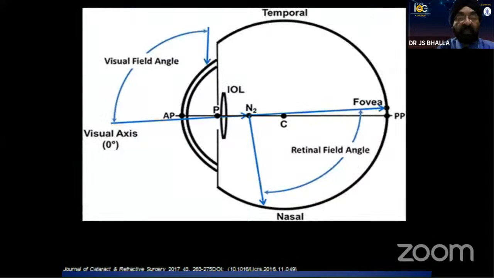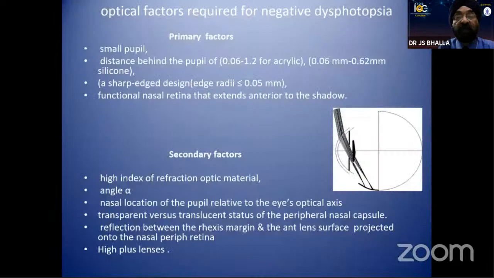Other experiments have been done and published in JCRS 2017, where they have also done a lot of ray tracing experiments. So let's see what are the factors which are accountable for these kinds of dysphotopsia. Primary factors are small pupil, more distance behind the pupil between the iris and the IOL, which has been calculated to be 0.06 to 1.2 millimeter for acrylic and 0.06 to 0.62 millimeter for silicone, a sharp edge design, and functional nasal retina. The secondary factors are high index of refraction as in hydrophobic IOLs, large angle alpha, nasal location of the pupil, transparent versus translucent state of the peripheral nasal capsule, and it is more common with high plus lenses.